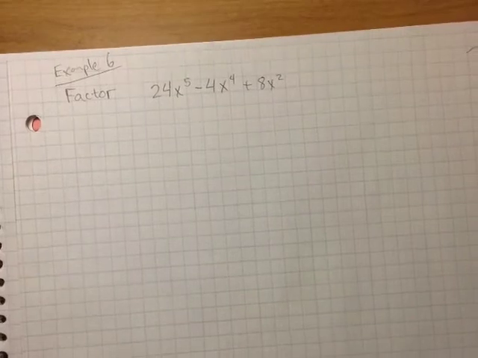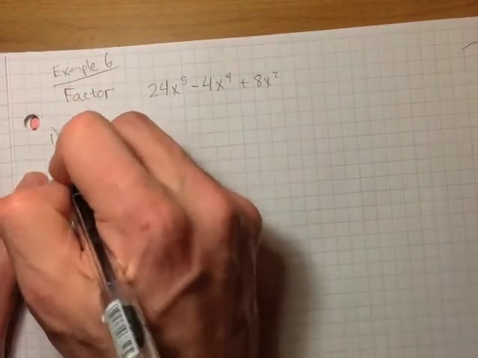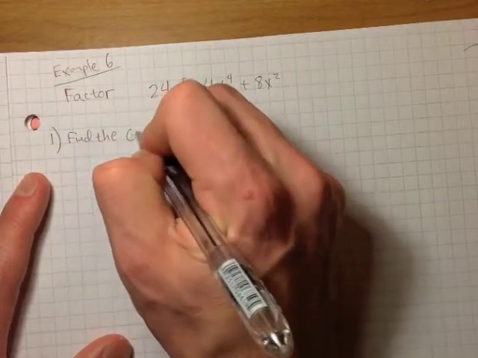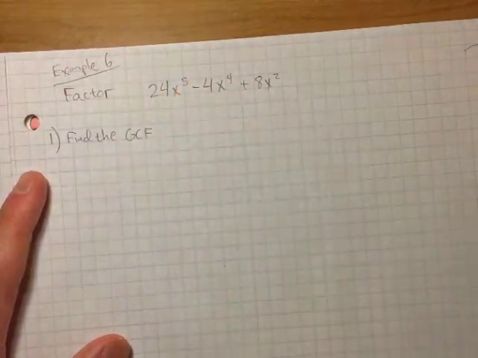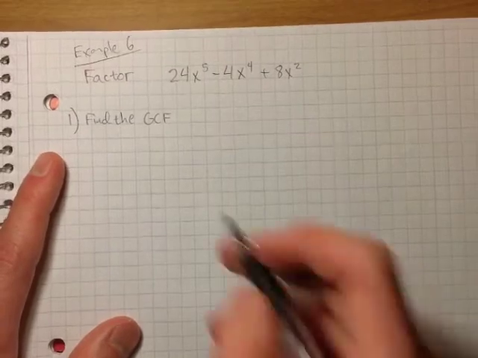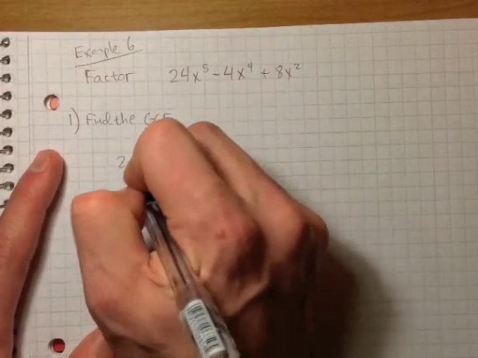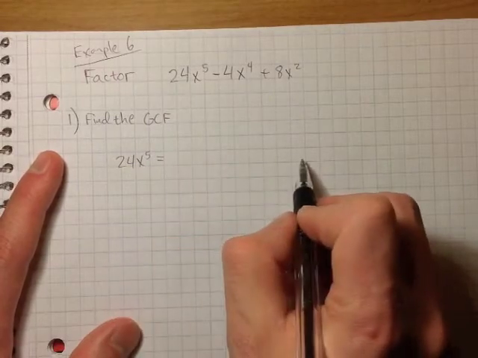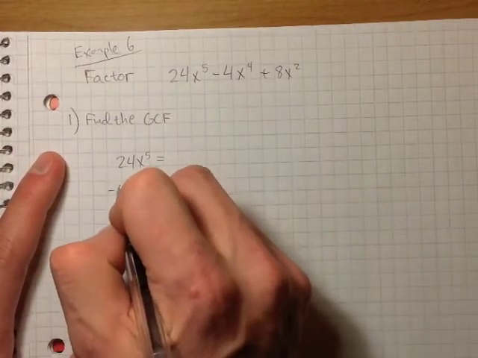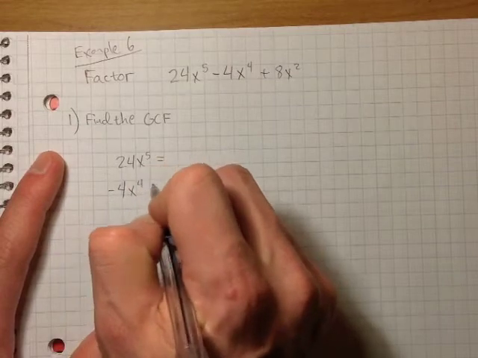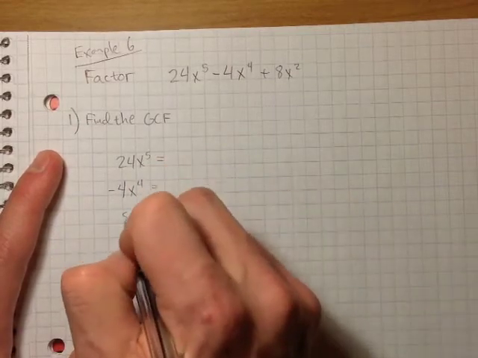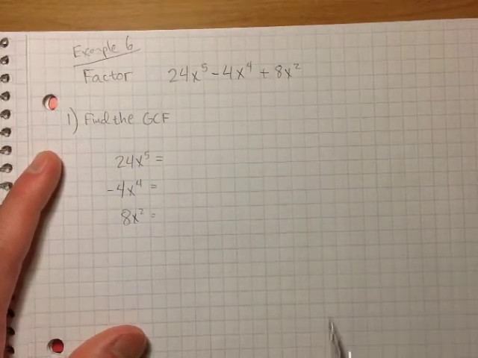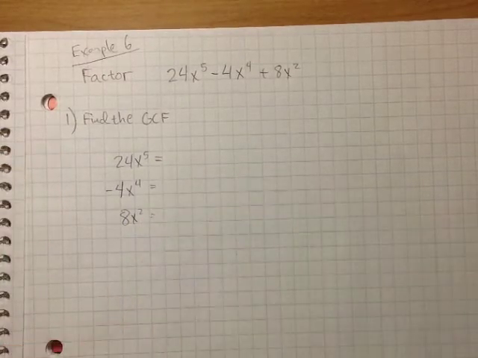Alright. Now remember that the first step is to find the GCF of all of the terms. So I'm going to write out all of the terms in rows. So 24x to the 5th equals what? I'm going to find the prime factorization of that. Negative 4x to the 4th equals what? And then 8x squared equals what? Okay? Now, let's find the prime factorizations of these.